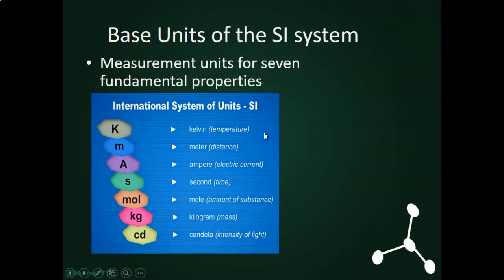So for temperature, we would measure in Kelvin for the SI units. We're used to degrees Celsius or degrees Fahrenheit, but the actual SI unit for temperature is Kelvin. Meters is going to represent distance. Amperes is going to represent electrical current. We aren't going to get into that much in this class at all. Time, the unit is going to be seconds.